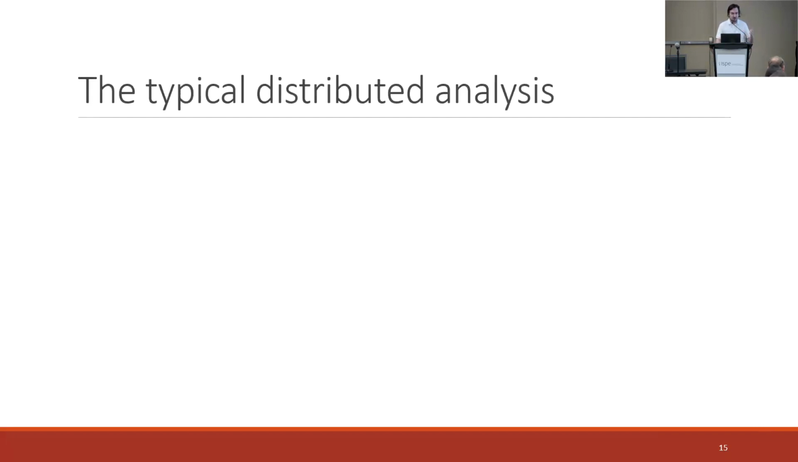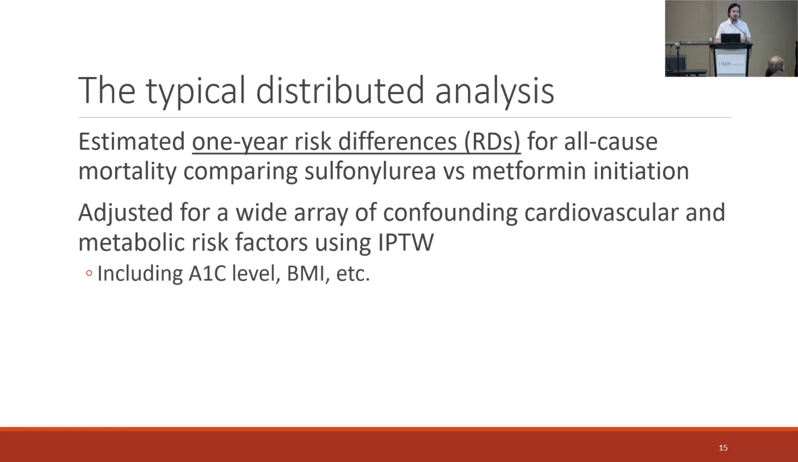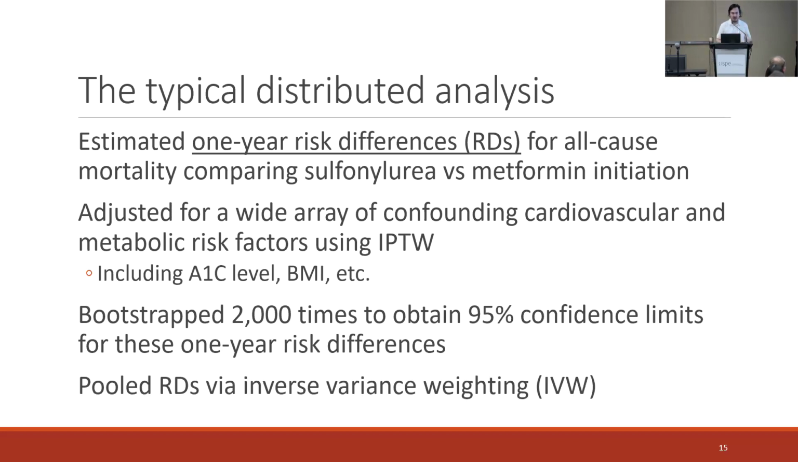So first, we did a typical distributed net analysis in this network where we estimated 1-year risk differences for all-cause mortality comparing these two treatments, and we adjusted for a bunch of confounding characteristics that are available in CPRD using inverse probability of treatment weights. This is A1C, BMI, a whole bunch of things. And then we bootstrapped this 2,000 times to get 95% confidence limits for these 1-year risk differences within each location and pooled these using inverse variance weighting. We could have used random effects modeling, but I promise it's not too important for the point of this presentation.